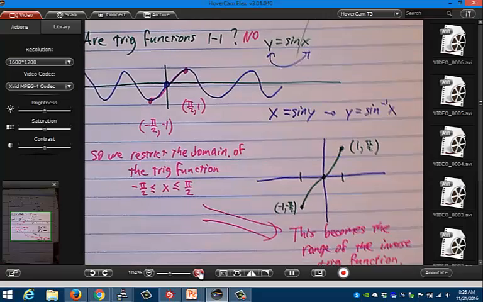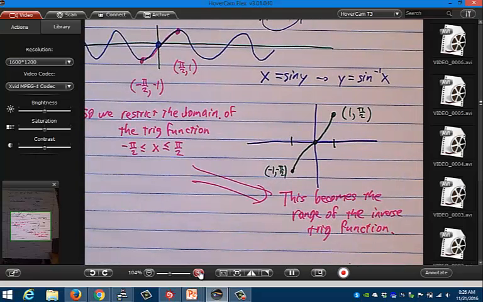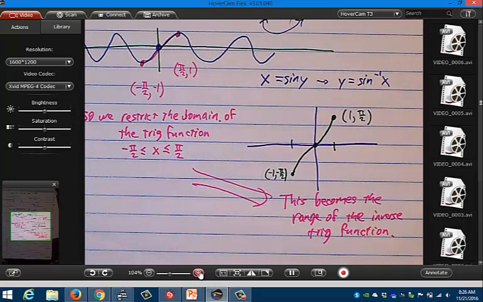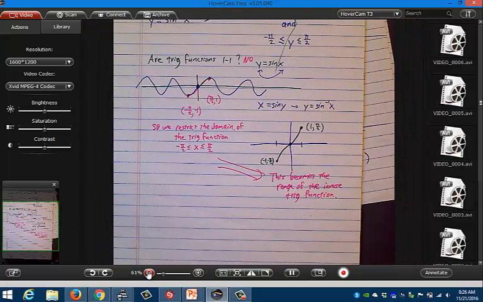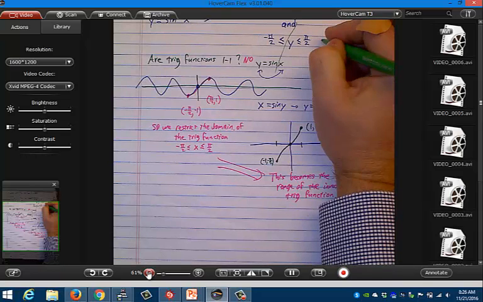Okay? And again, what's the range of this inverse trig function? Well, I said that up above. I said from negative pi over 2 to pi over 2. Okay? So again, on page 457, they list this fact.